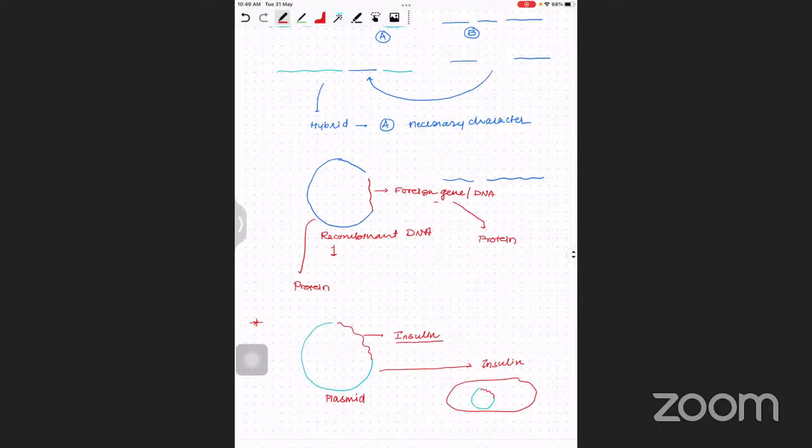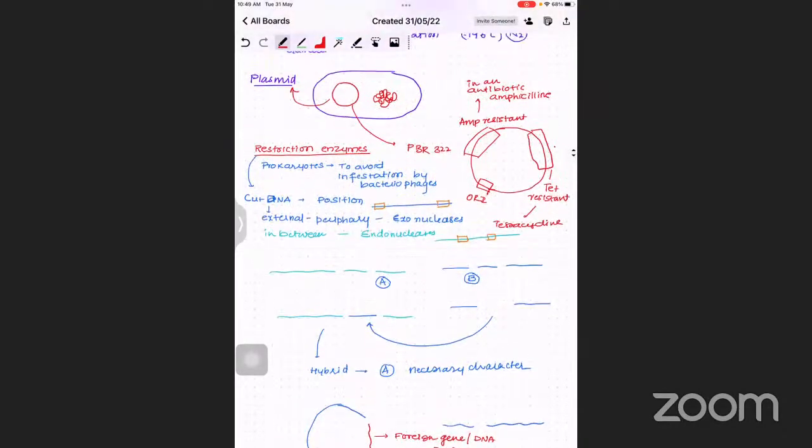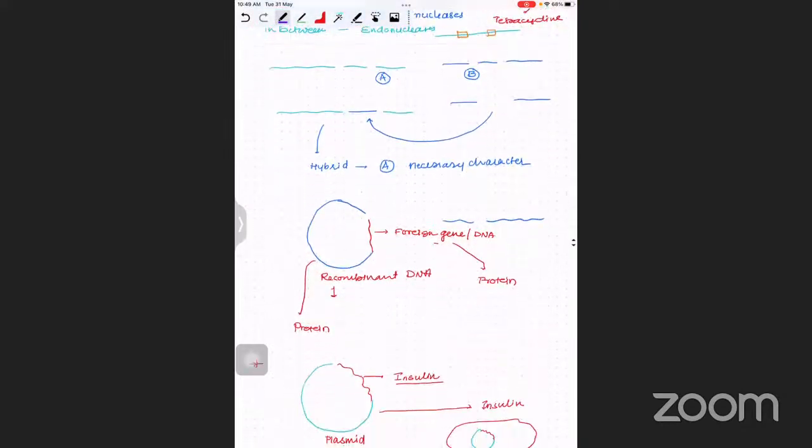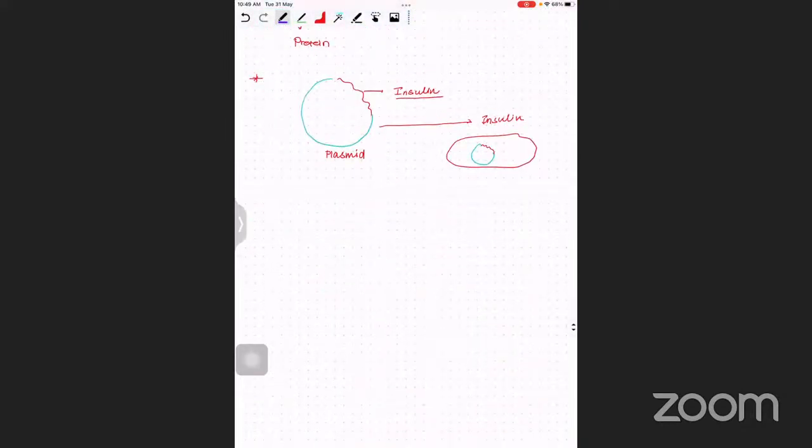Recombinant DNA technology. So these restriction enzymes, in common language, we call them molecular scissors. Why are they called molecular scissors? Because they are used to cut the DNA at a particular site, and they always cut the DNA wherever the DNA is having a palindrome.